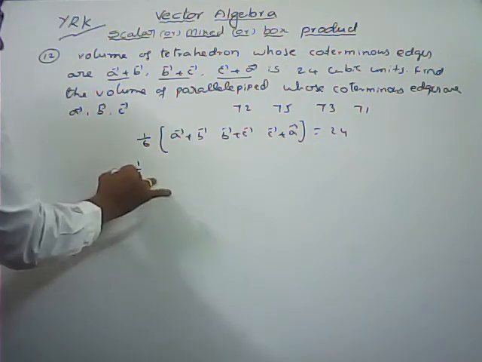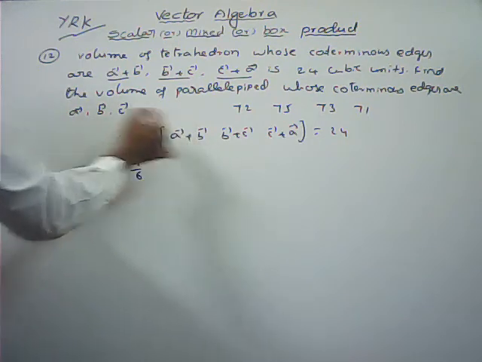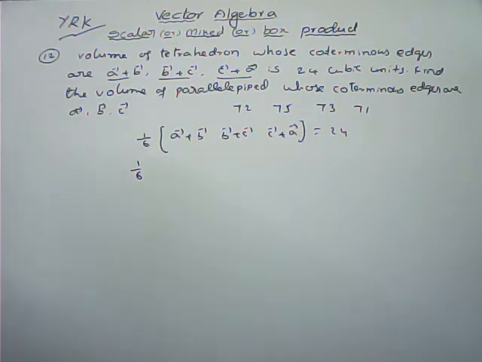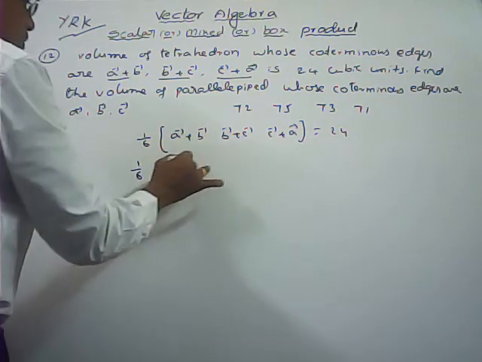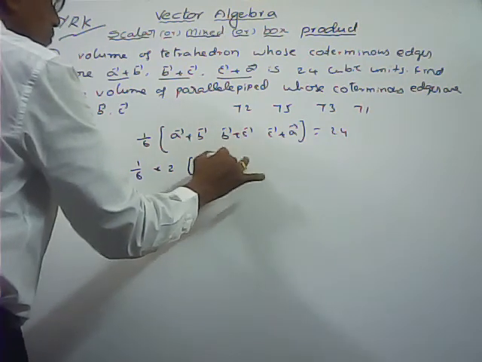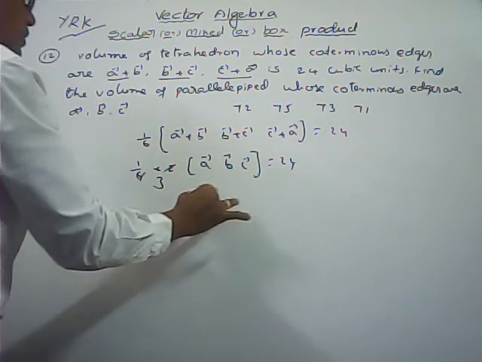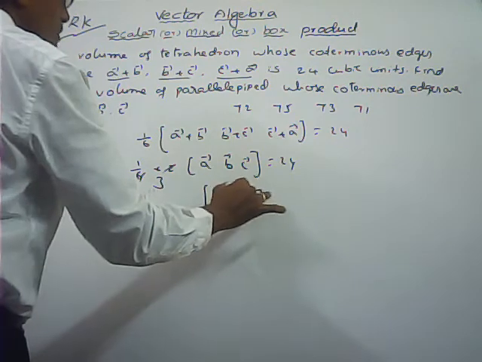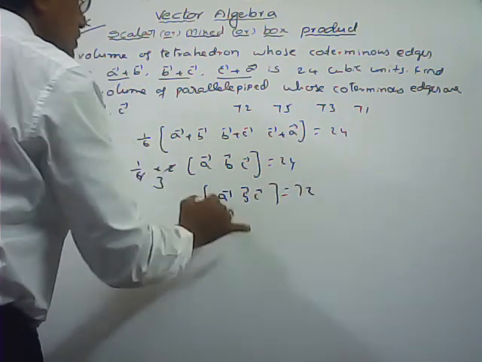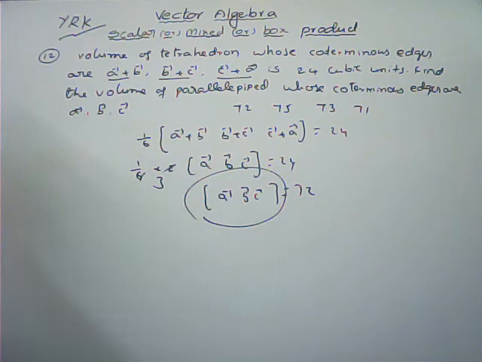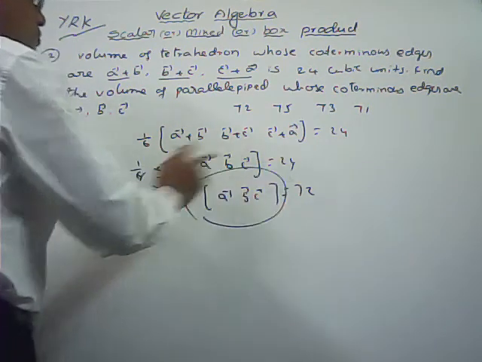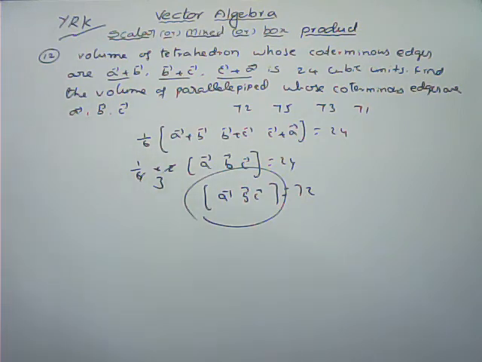And this is already we solved. Box a bar plus b bar, b bar plus c bar, c bar plus a bar, that is equal to 2 times box ABC. That is equal to 24, 3 times box ABC, that is equal to 72. So box ABC, that is nothing but a modulus. If you take the modulus on both sides, modulus of box ABC, that is equal to 72 only. So modulus of box ABC is nothing but volume of a parallelepiped, that is equal to 72.